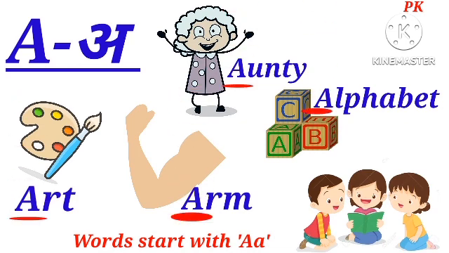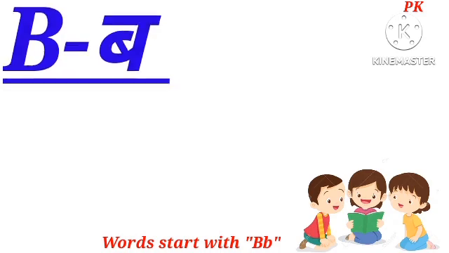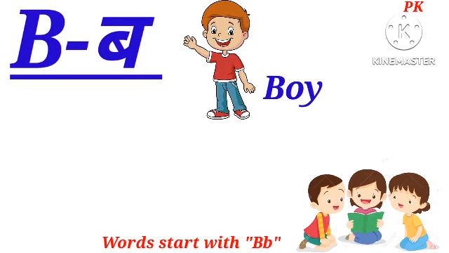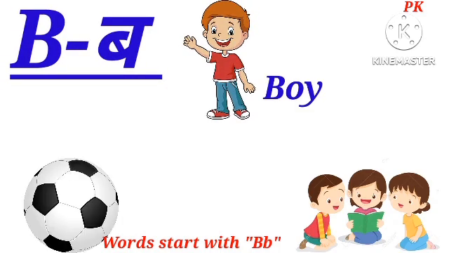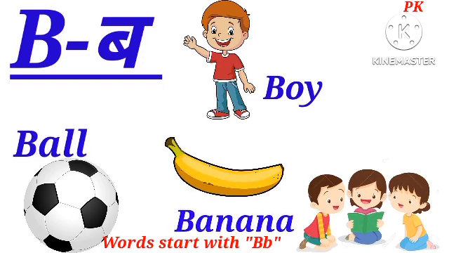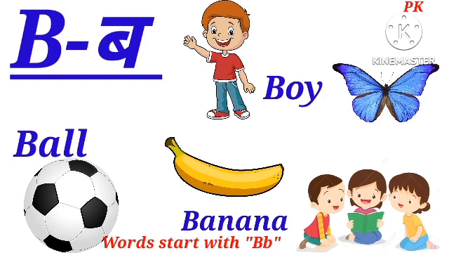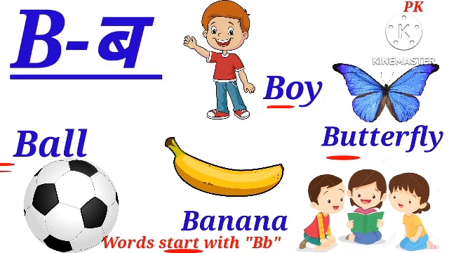So A says A. Letter B, and it sounds B. So B says boy. Ball. B says banana. And butterfly. So here what is the starting letter? B. And it sounds B. So B says B.